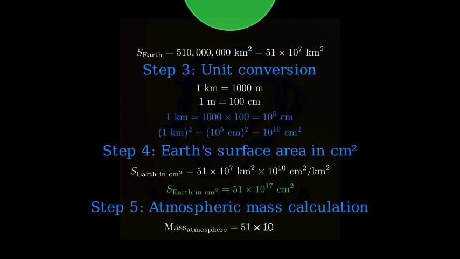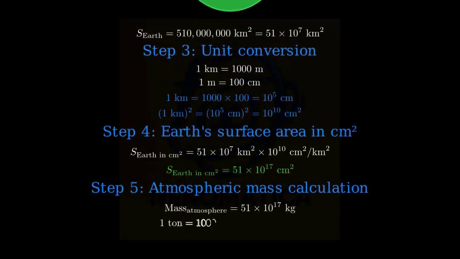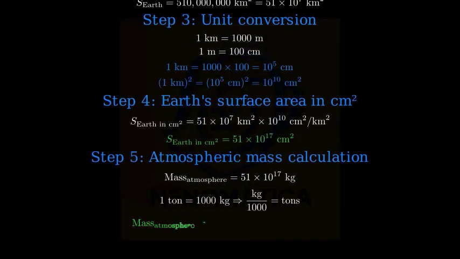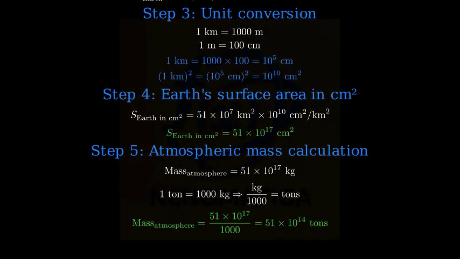Since each square centimeter of Earth's surface has 1 kilogram of air above it, the total mass of the atmosphere is equal to the surface area in square centimeters. To convert from kilograms to tons, we divide by 1,000. So the mass of the atmosphere is 5.1 times 10 to the 14th tons.